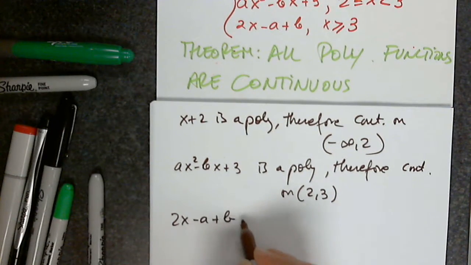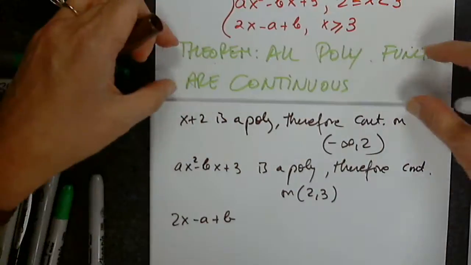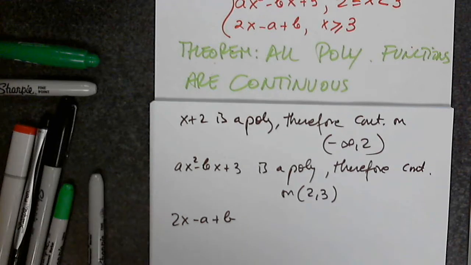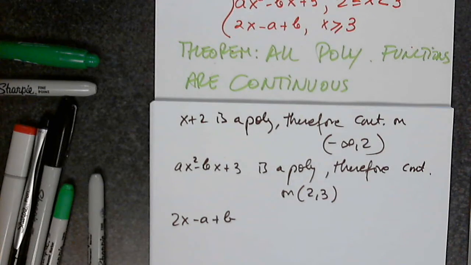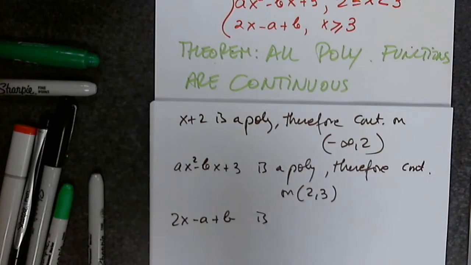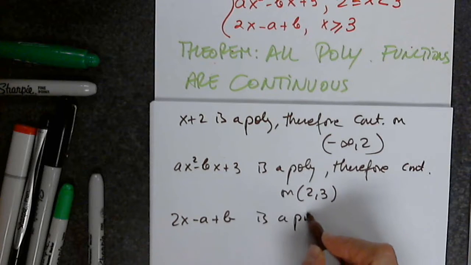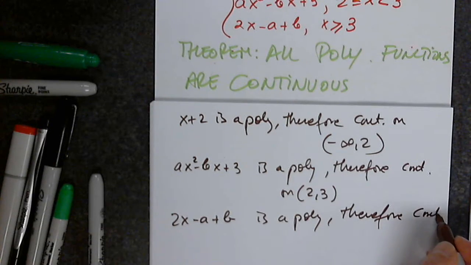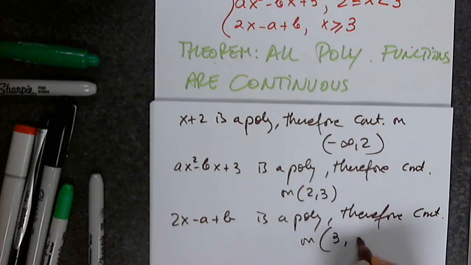2x minus a plus b. I'm stating this theorem. I'm quoting this theorem every time I write this to make sure that I show that I understand that each and every portion itself is continuous. Shouldn't that be a bracket? Nope. Careful. Is a poly. Therefore, continuous on open 3 to infinity.